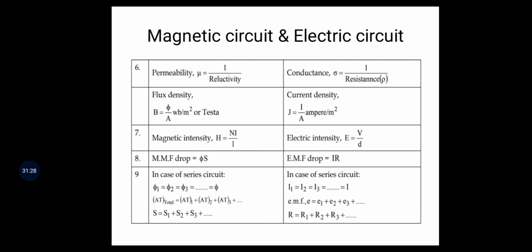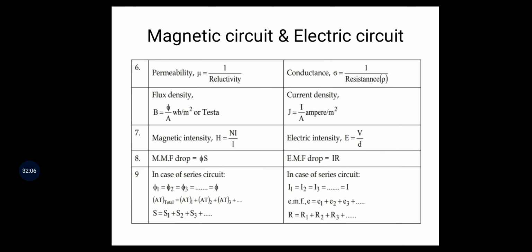Flux density B equal to pi by A Weber per meter square. Current density J equal to I by A ampere per meter square.